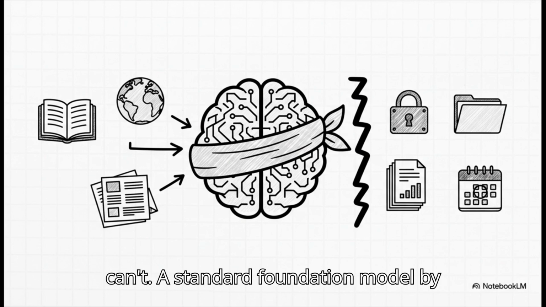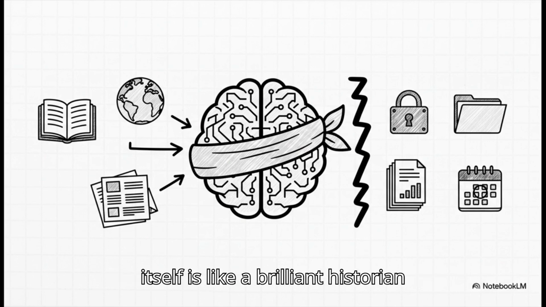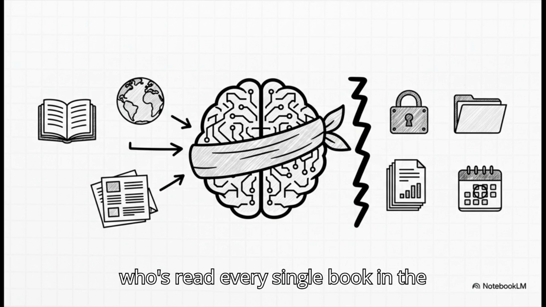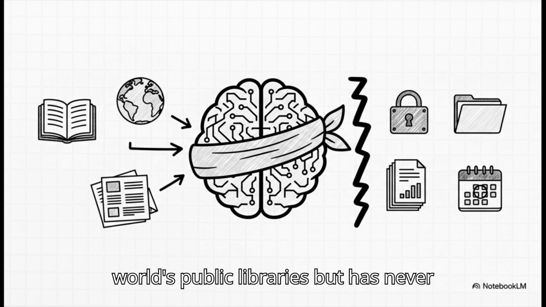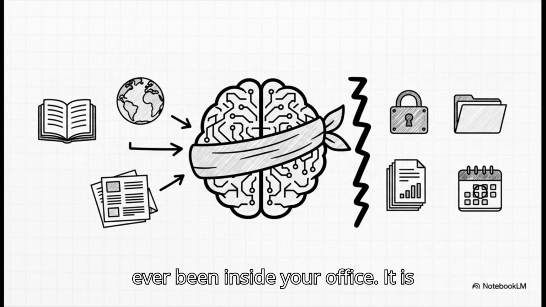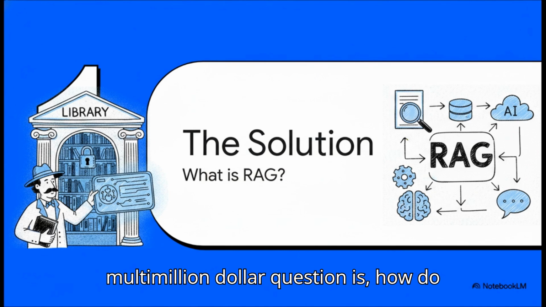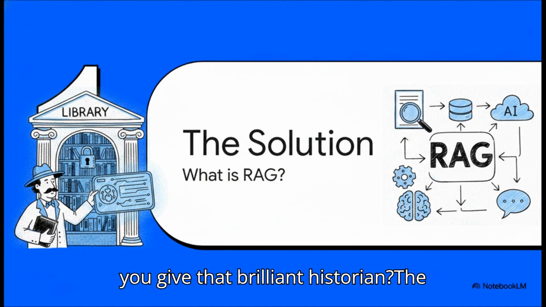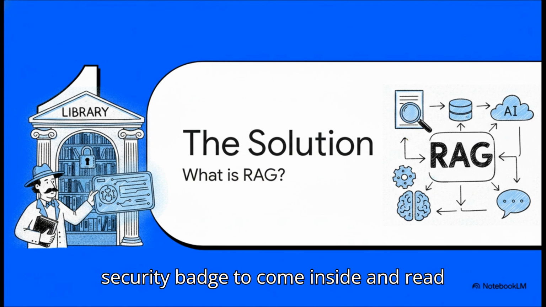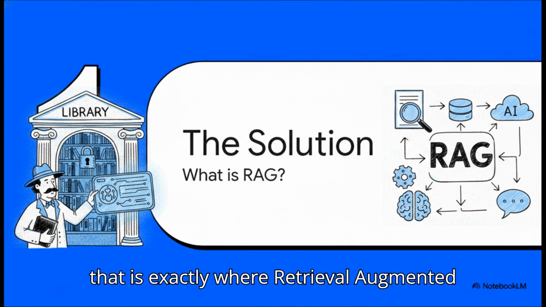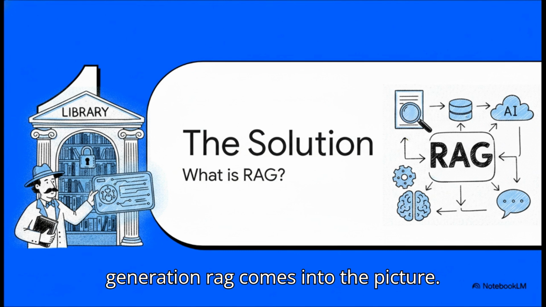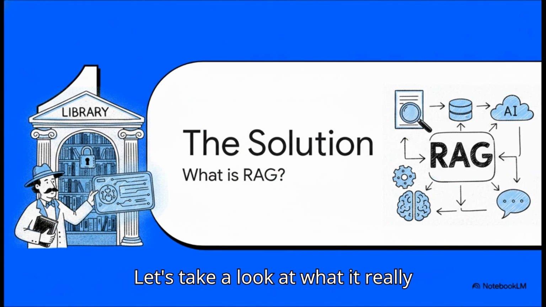A standard foundation model, by itself, is like a brilliant historian who's read every single book in the world's public libraries, but has never, ever been inside your office. It is completely blind to your private, up-to-the-minute data. So the multi-million-dollar question is, how do you give that brilliant historian a security badge to come inside and read your company's private library? Well, that is exactly where Retrieval Augmented Generation, RAG, comes into the picture. Let's take a look at what it really is.